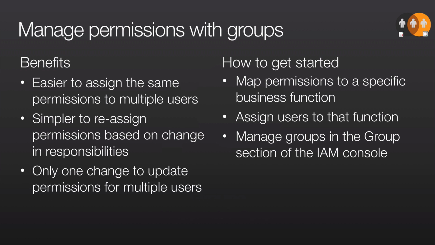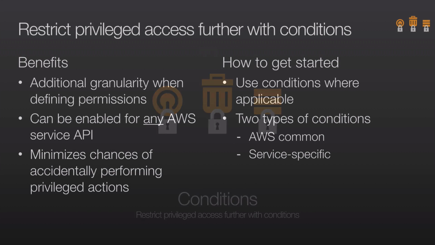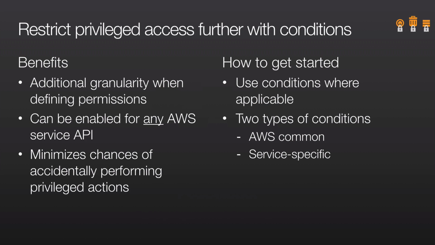To get started with this, mapping permissions to a specific business function is the first step, then assigning users to that function. Then you're simply managing groups in the group section of the IAM console. You can further restrict privileged access with conditions. And this can give you additional granularity when defining permissions, and it can be enabled for any AWS Service API, and it minimizes the chance of accidentally performing privileged actions.